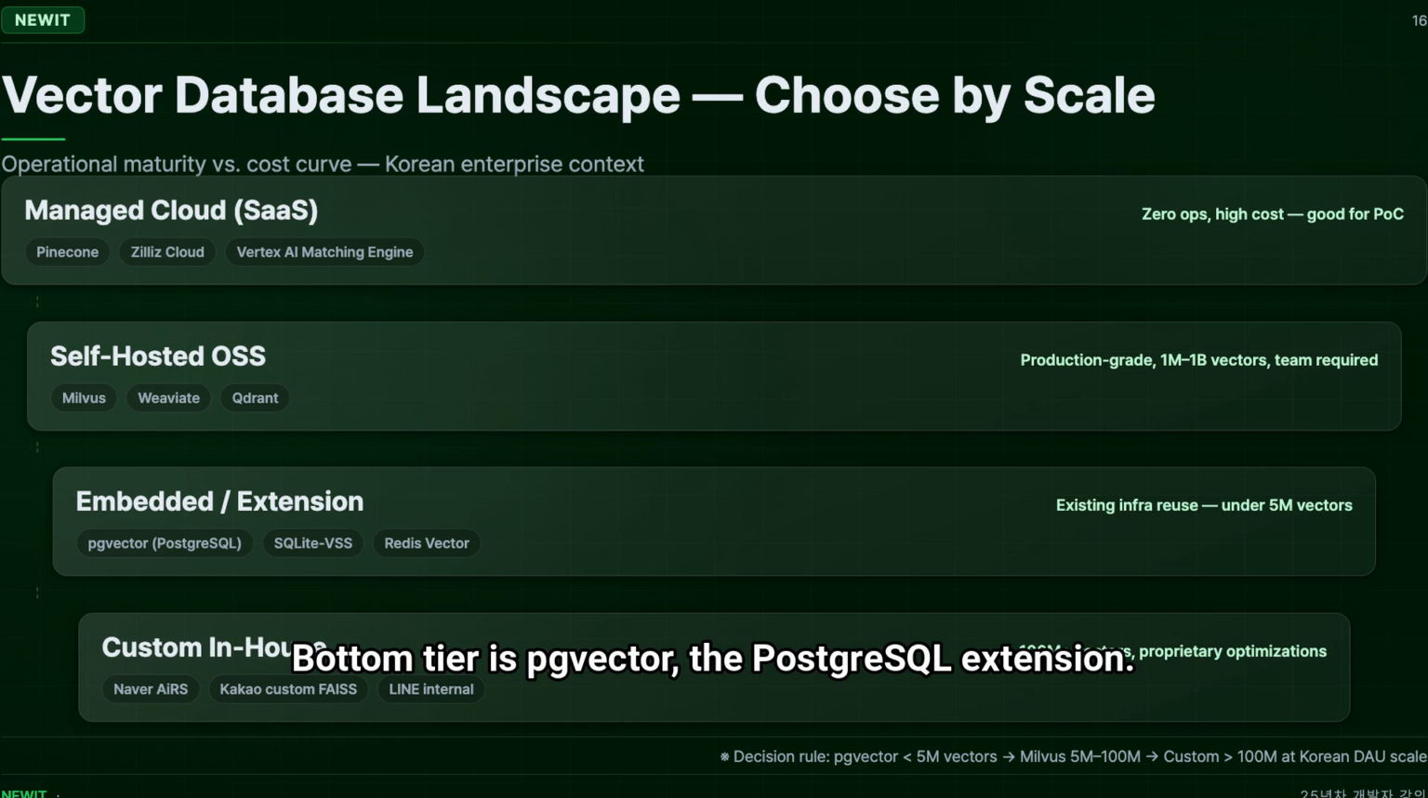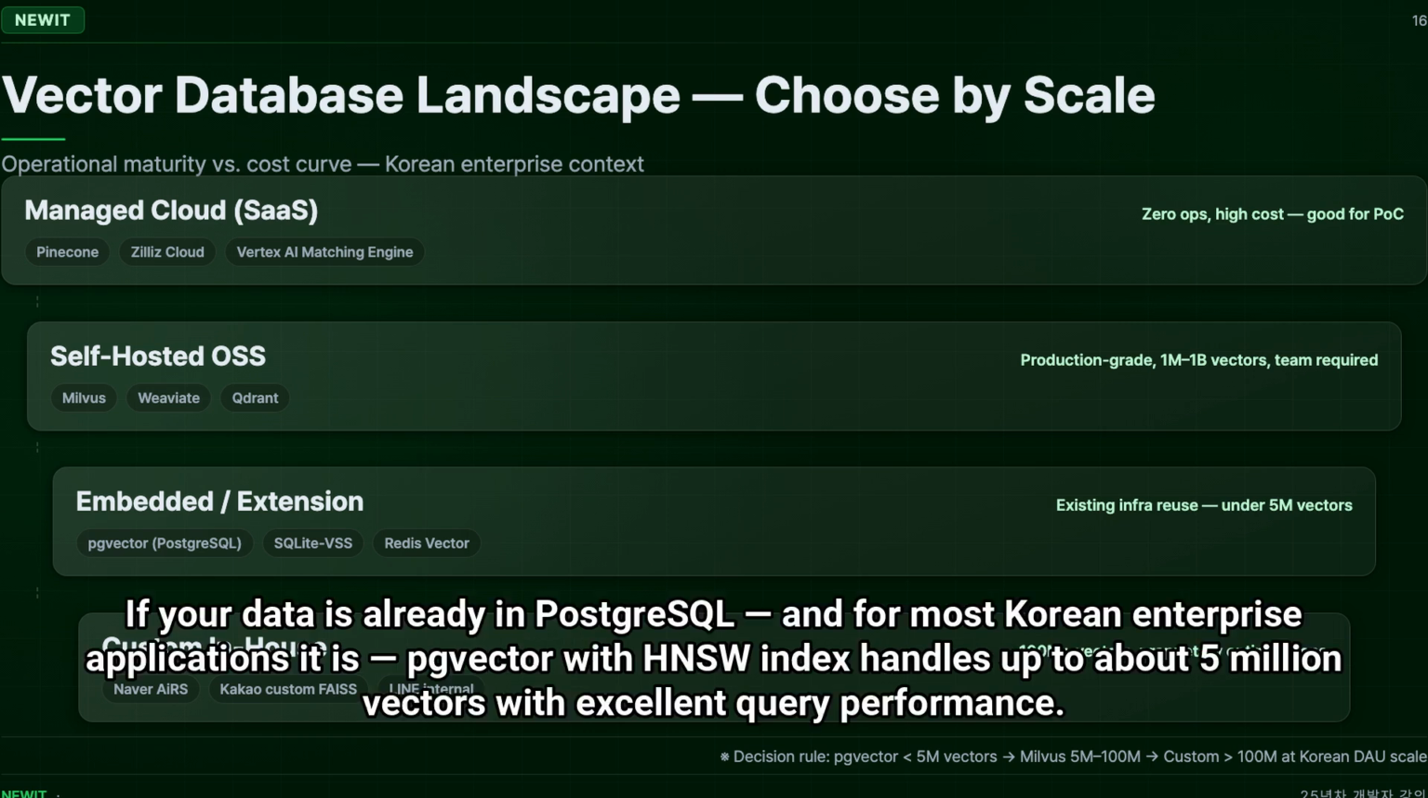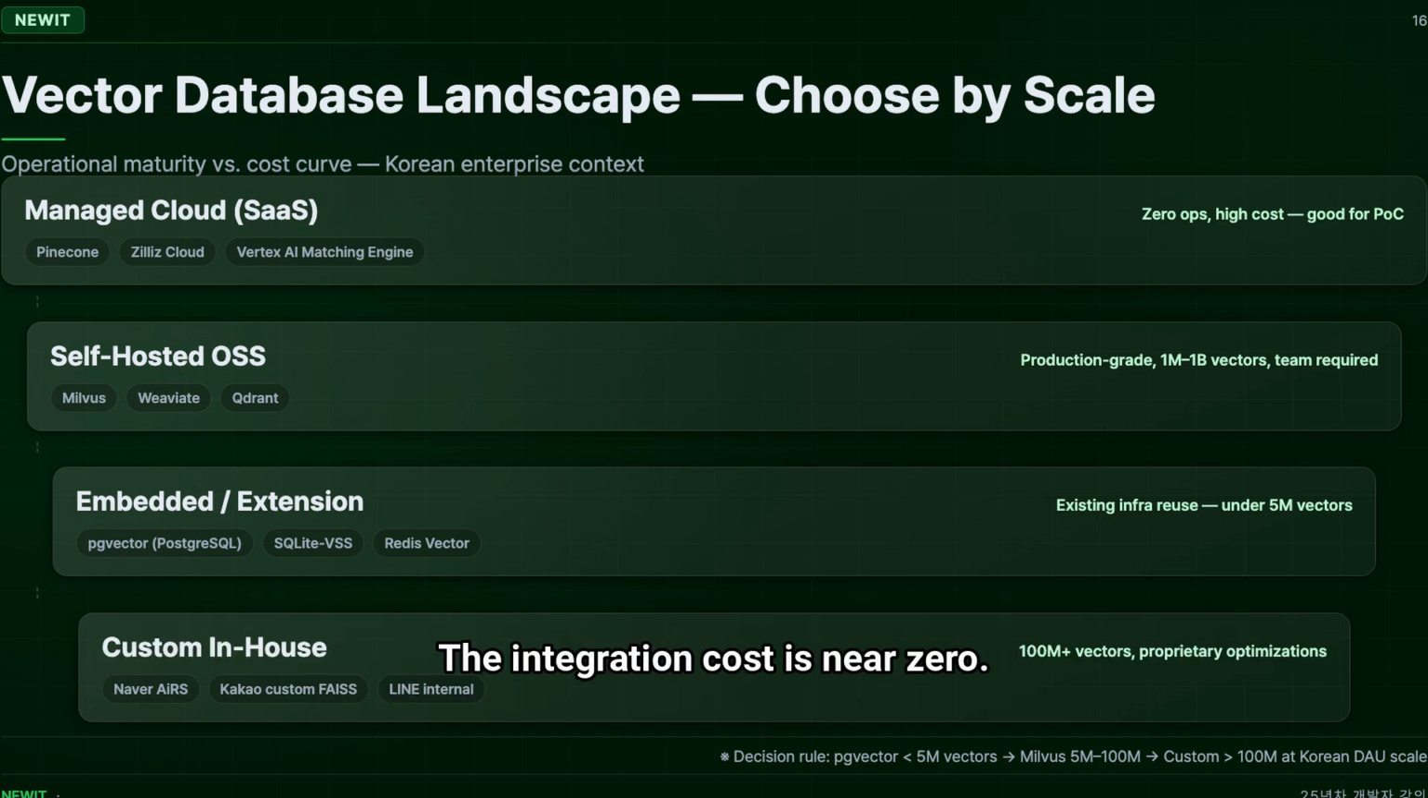Bottom tier is pgvector, the PostgreSQL extension, if your data is already in PostgreSQL. And for most Korean enterprise applications, it is. pgvector with HNSW index handles up to about 5 million vectors with excellent query performance. The integration cost is near zero.